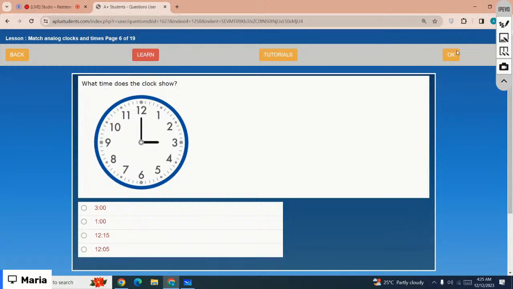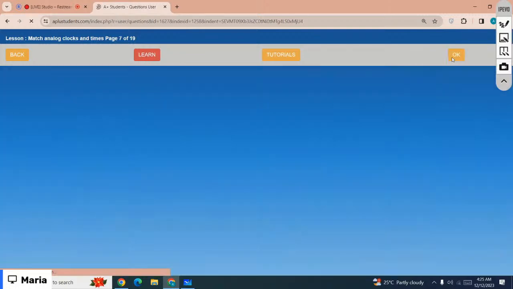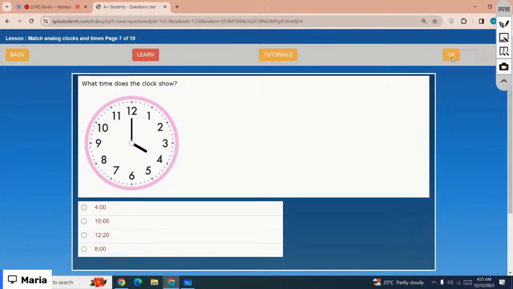Yes, it is 3 o'clock. The correct option is 3. What time does the clock show? Which is the correct option?